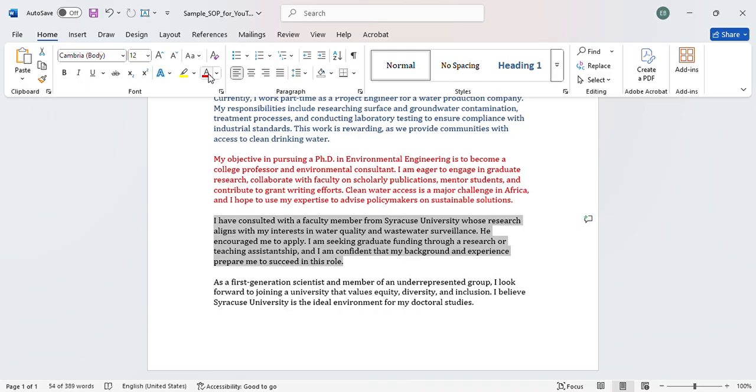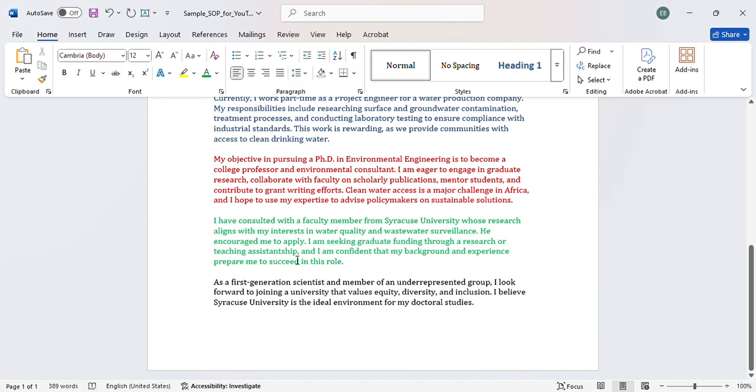Okay, so the next paragraph is, yeah, let's see, green, right? I have consulted with a faculty member from Syracuse University whose research aligns with my interest in water quality and wastewater surveillance. He encouraged me to apply. I'm seeking graduate funding through a research or teaching assistantship, and I am confident that my background and experience prepare me to succeed in this role.